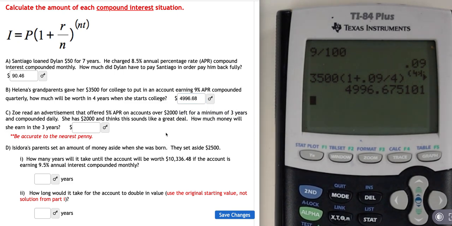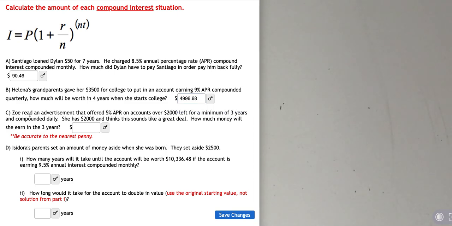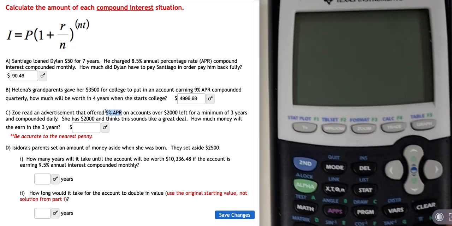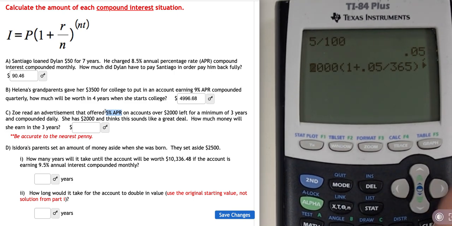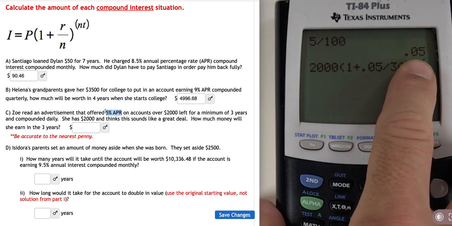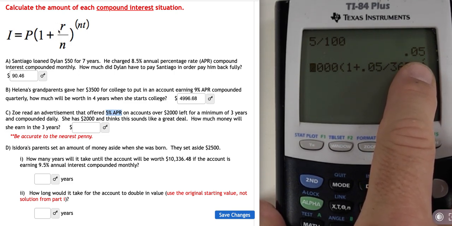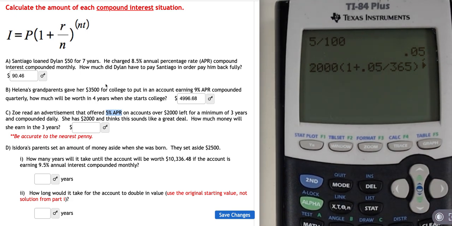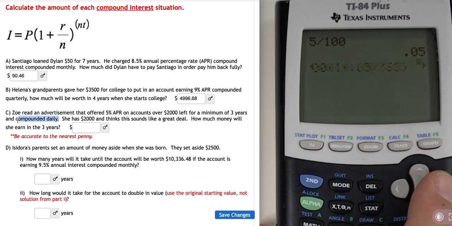All right, this next question talks about Zoe reading an advertisement that offered 5% annual percentage rate. So first, you'll take your calculator and type in 5 divided by 100. That means your R value is going to be 0.05. Then you're going to put that 0.05 in the R spot that you see right here. From there, you'll be typing in $2,000, 1 plus your rate, which is 5% as a decimal, 0.05. It also mentions in here that it's compounded daily. Daily is 365 days in a year, so that's 365 times you'll compound. Then you're going to do that times your years.